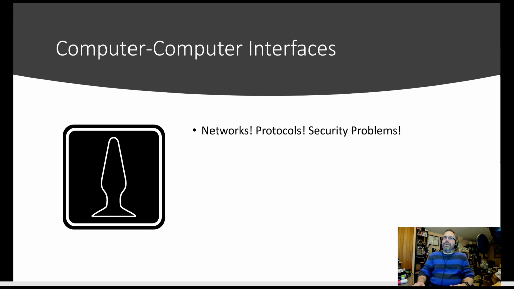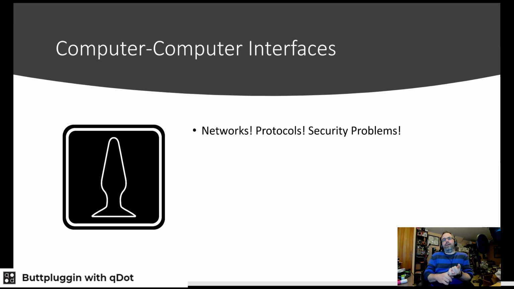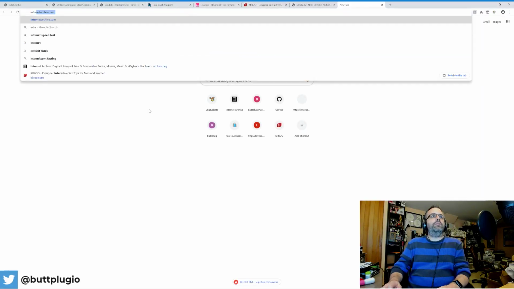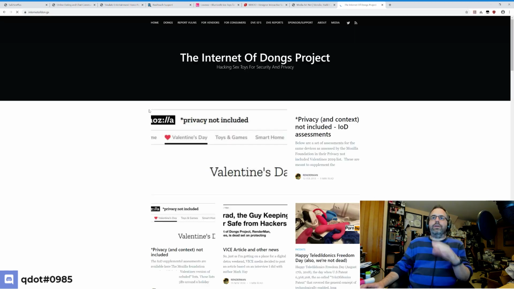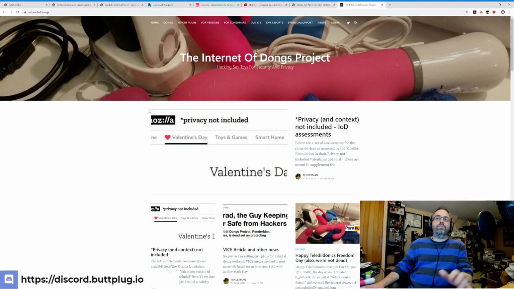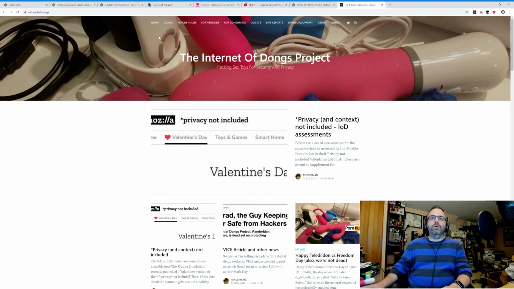Computer interfaces, aka networks. So networks and computers talking to computers, that means networks and protocols and all the security problems that come with them. So right now I will pitch my usual pitch of, if you are interested in that sort of thing, I highly recommend the Internet of Dongs. So this is at, let me bring up the web browser here, Internet of Don.gs. Fantastic blog, Twitter account, and security researcher RenderMan that's doing really cool work with sex and technology and the security around it, helping companies secure their data and how their toys talk to the network and how all the users talk to each other.